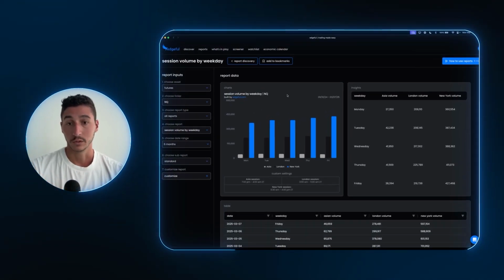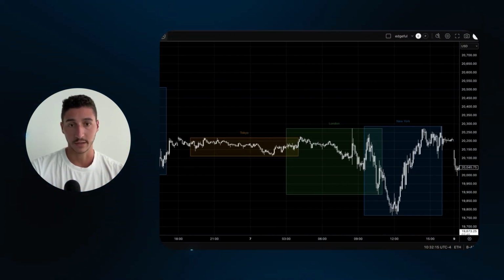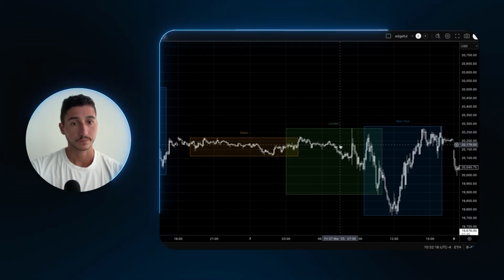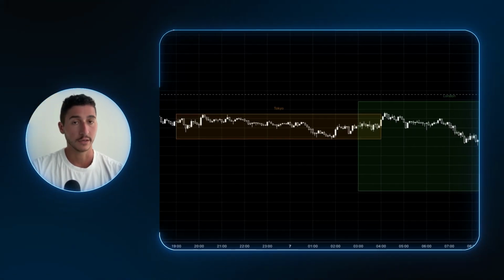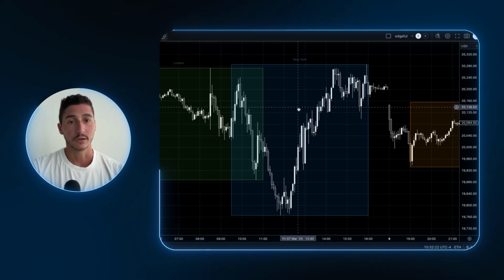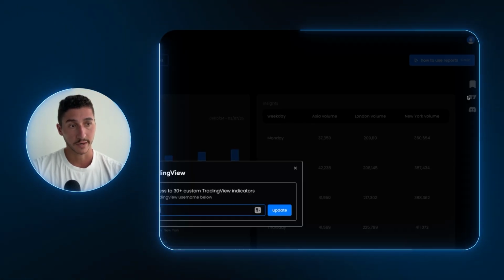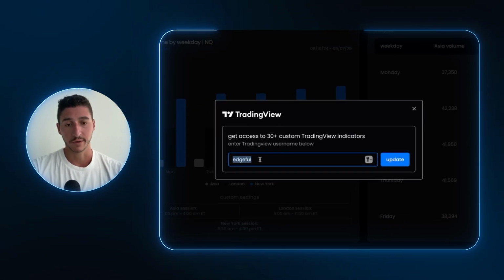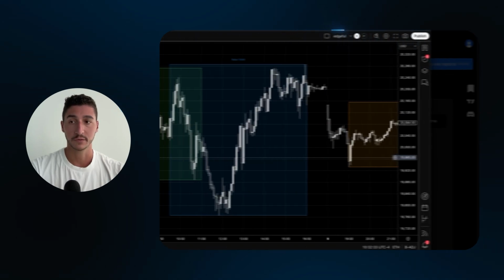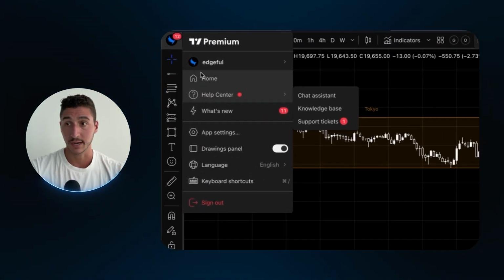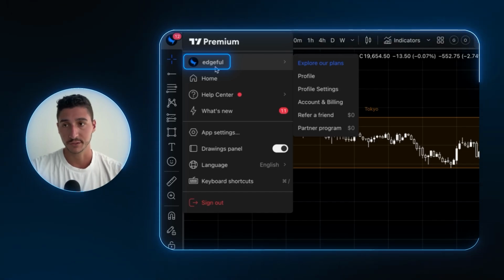So we're looking at NQ in the last 6 months, and you can see my indicator here. I'll make this a little bit wider. You can see my indicator here that highlights the Tokyo, London, and New York sessions. If you want to get access to these, you can go over here off to the right and click the TradingView indicator access. You need to put in your TradingView username. Mine is edgeful. The way you can find yours is up on the top left. That's my username. Yours will obviously be something else.